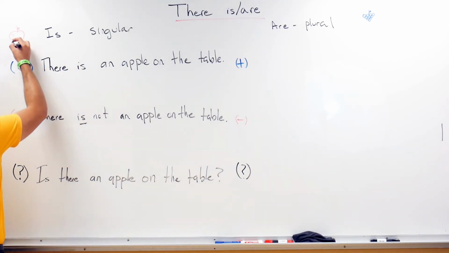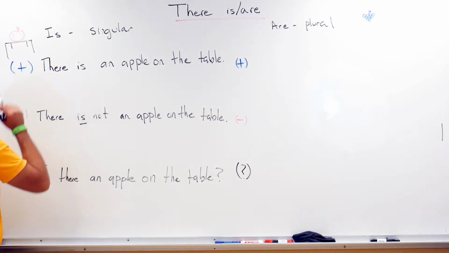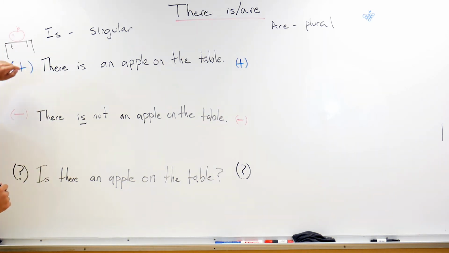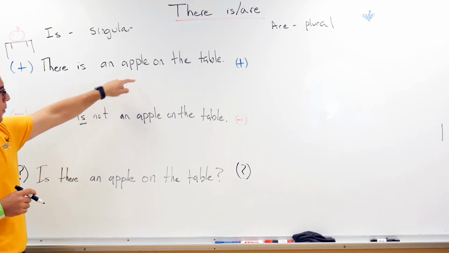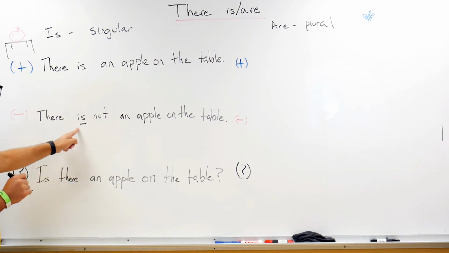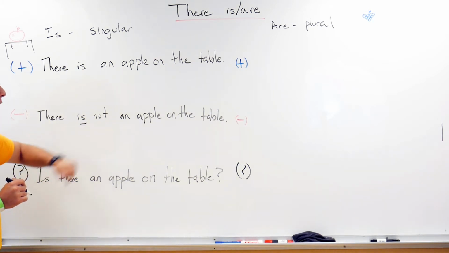And we'll just draw something. We'll draw that being a table. So, is there an apple on the table? If the answer is yes, positive, you say there is an apple on the table. If it's negative, there is not, or isn't, an apple on the table.